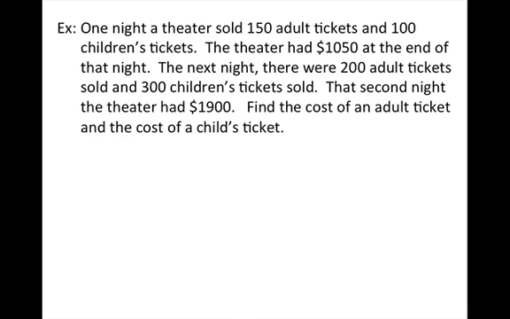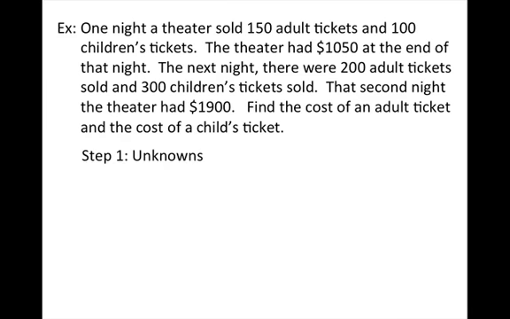The next example: one night a theater sold 150 adult tickets and 100 children's tickets. The theater had $1,050 at the end of that night. The next night there were 200 adult tickets sold and 300 children's tickets sold. The second night the theater took in $1,900. So assuming the cost doesn't change from one night to the next, I want to find the cost of an adult ticket and the cost of a child's ticket.